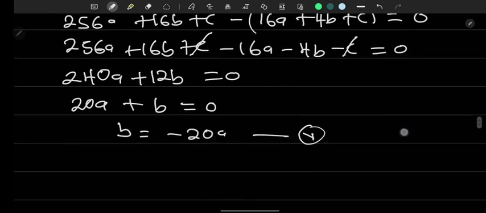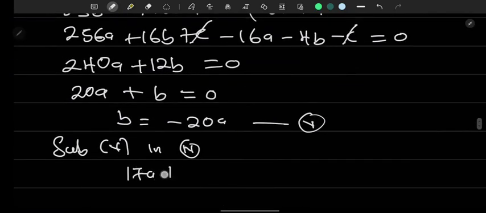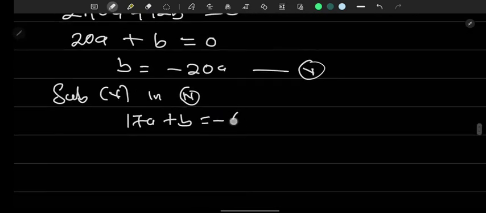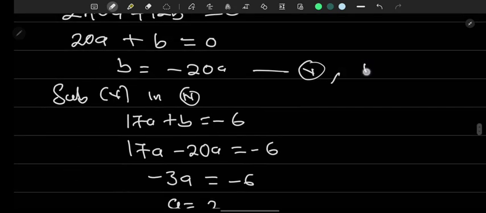So what's next now? We can now substitute equation 5 in equation 4, where in equation 4 we obtained 17a plus b equals minus 6. Don't forget that. So you have 17a minus 20a equals minus 6. So this is minus 3a equals minus 6, and of course a is equal to 2 when we divide both sides by minus 3. Now we've gotten a, now we can put that in to get b.